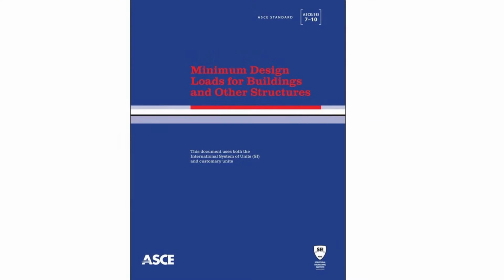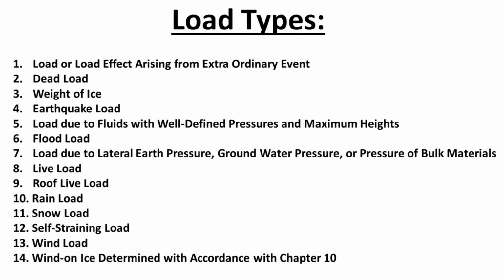ASCE 7, Minimum Design Loads for Buildings and Other Structures, establishes 14 kinds of loads. This includes things like snow loads, ice loads, and earthquake loads.